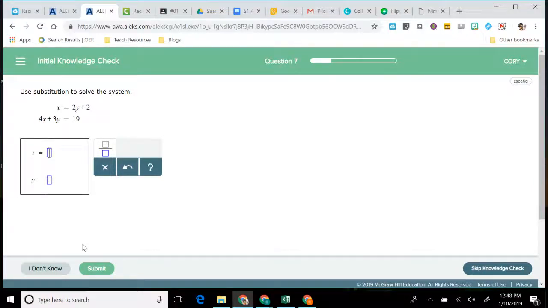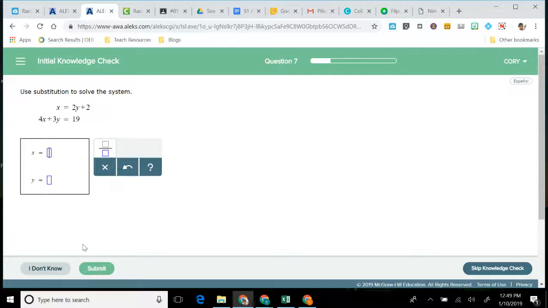Substitution. So I know what x is. I'll plug it in for x. I get 4 times the quantity 2y plus 2 plus 3y equals 19. I will solve that for y by distributing. Get 8y plus 8 plus 3y equals 19. Combine like terms. 11y plus 8 equals 19. Minus 8, divided by 11.